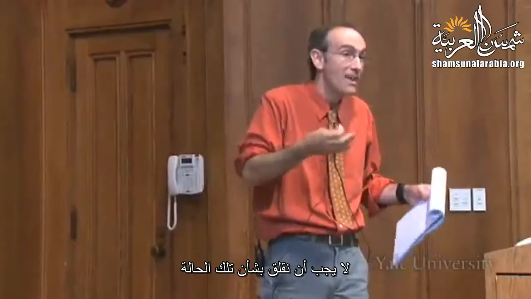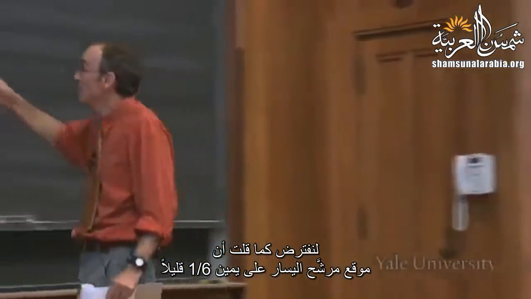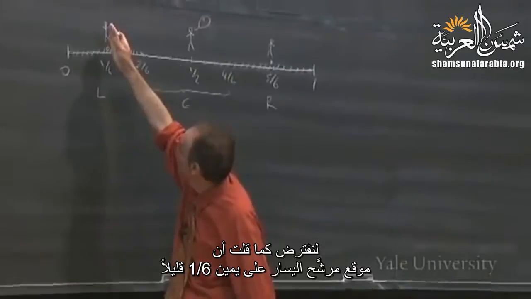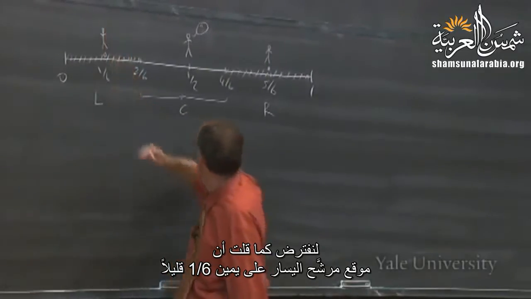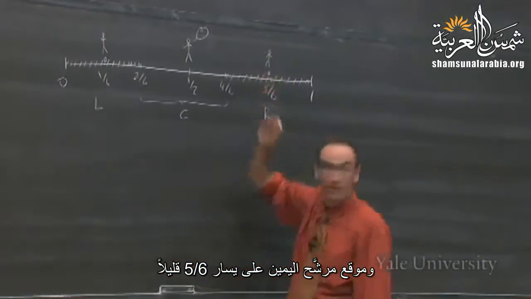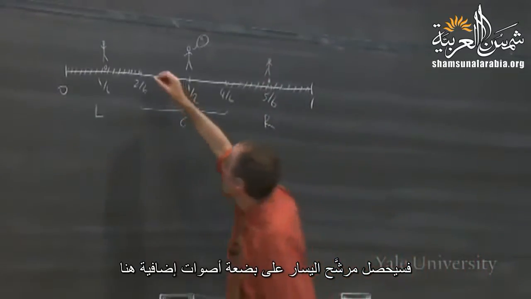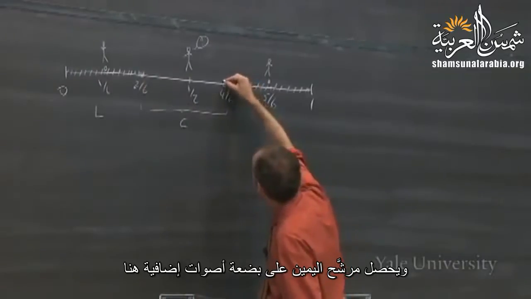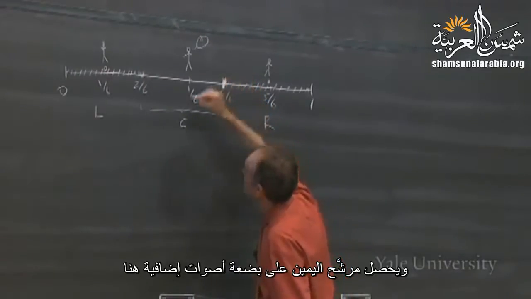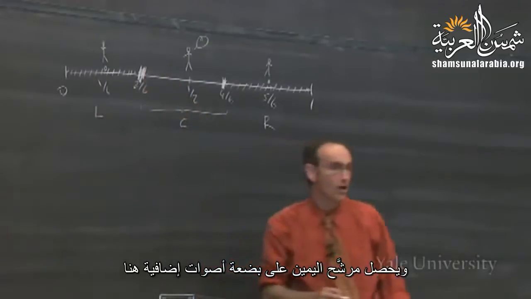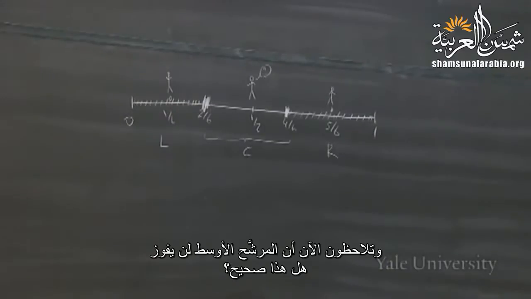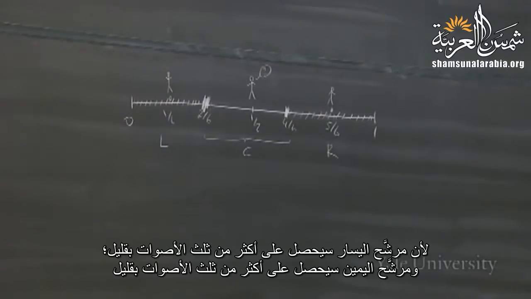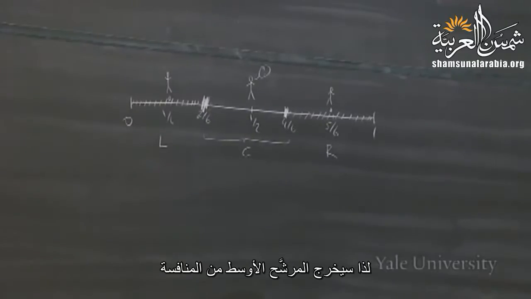But without worrying about that exact case, suppose, as I claimed, that the left-wing candidate is just slightly to the right of a 1/6, and the right-wing candidate is just slightly to the left of 5/6. Now, this left-wing candidate gets a few extra votes here, and the right-wing candidate gets a few extra votes here. Let's sort of put them in a bit harder. And you can see now that the center candidate isn't going to win. Is that right? Because the left-wing candidate's getting slightly more than a third of the votes, and the right-wing candidate's going to get slightly more than a third of the votes. So the center candidate's going to get squeezed out.